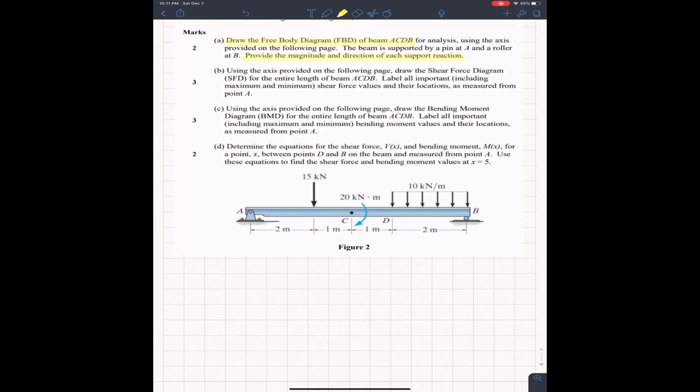Second question says using the axis provided. So there's actually an axis provided, but I'm going to draw my own because I don't want to copy and paste it into here. It says draw the shear force diagram for the entire length of the beam. And of course, label all important shear force values and their locations. So we're just going to include the values of all the shear forces, and that's very, very standard. And then finally for part C, it says draw the bending moment diagram. So this is expected. Question 2, when we deal with beams, we're always looking at the shear force diagram as well as the bending moment diagram. But in order to solve those, we'll of course need the support reactions, which is in part A.